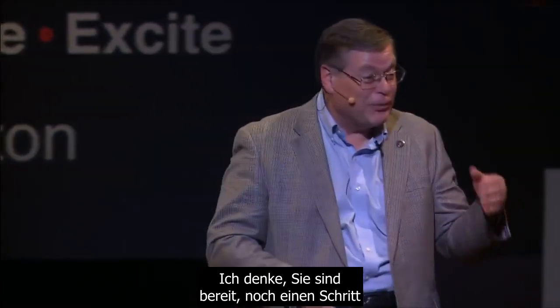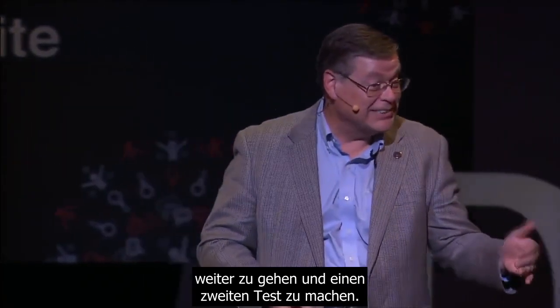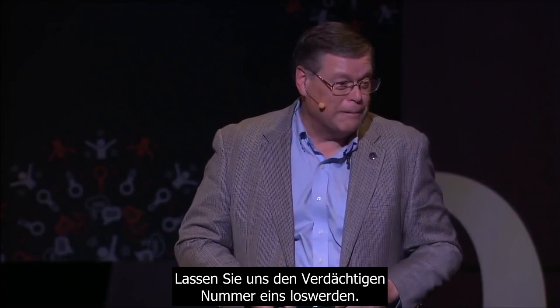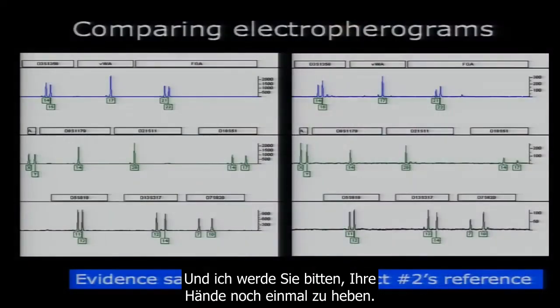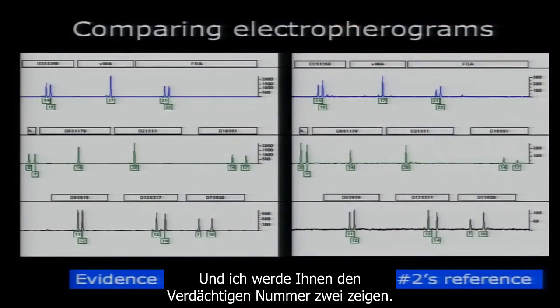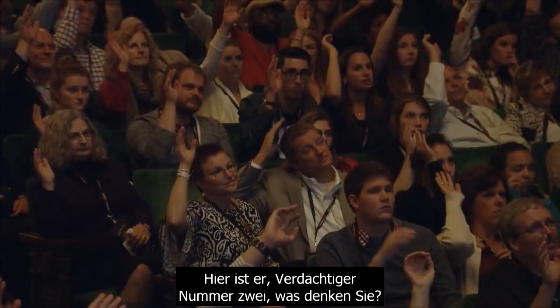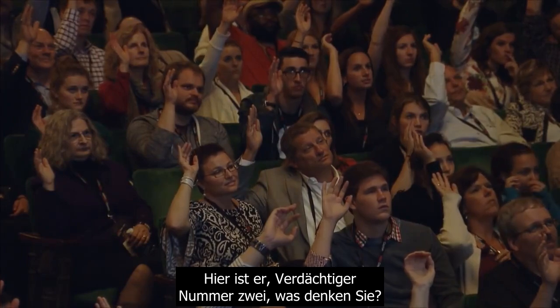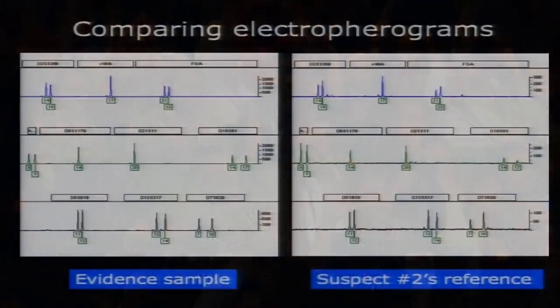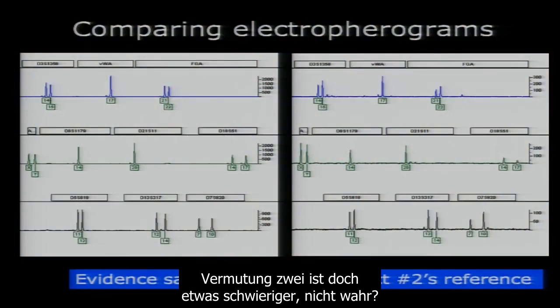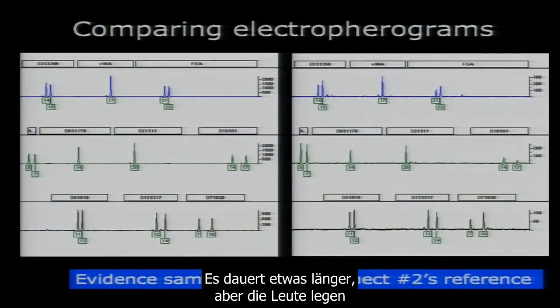I think you're ready to take it up a notch and take a second test. Let's get rid of suspect number 1. And I'm going to ask you to raise your hands once again. And I'm going to show you suspect number 2. When you figure it out for suspect 2, lower your hand. Here he is, suspect number 2. What do you think? Now, suspect 2 is a little harder, isn't he? It's taken a little longer, but people are putting their hands down left and right.